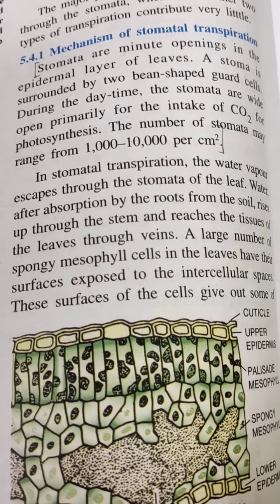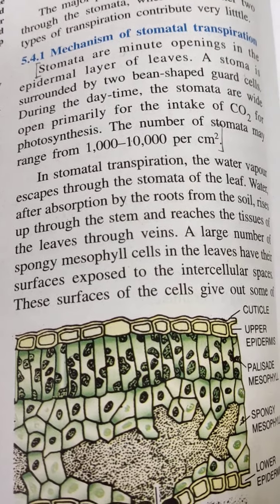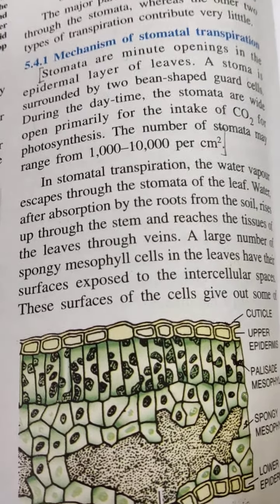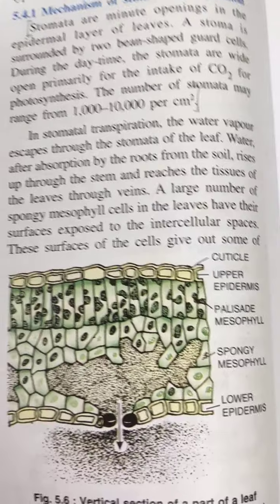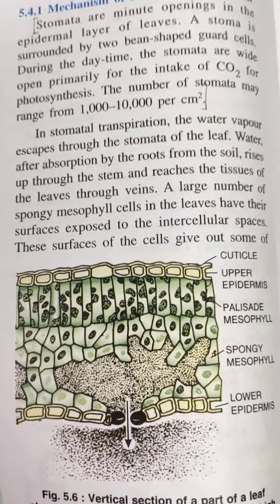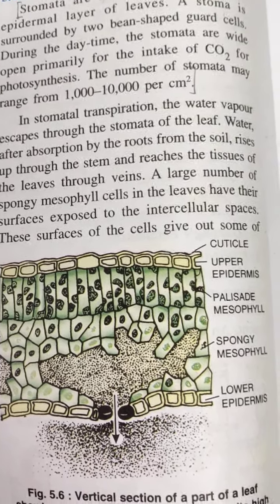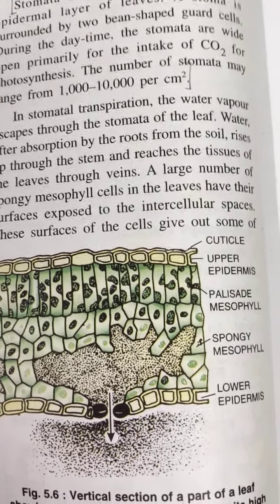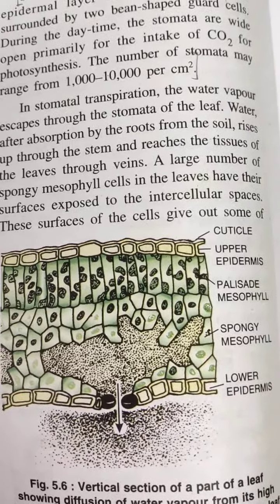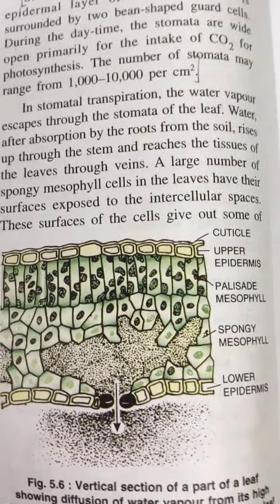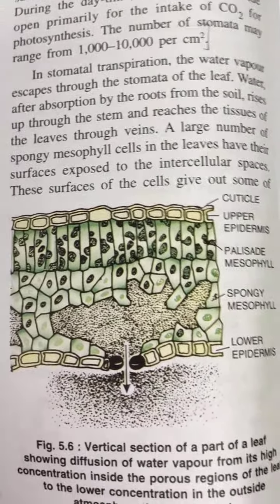Water, after absorption by the roots from the soil, rises up through the stem and reaches the tissues of the leaves through the veins. A large number of spongy mesophyll cells in the leaves have their surfaces exposed to the inner intercellular spaces. Now, in this diagram, we need to know all the layers. First, you see cuticle, then you see upper epidermis, then you see palisade mesophyll tissues, then are the spongy mesophyll tissues, and in between we can see a lot of intercellular spaces, the dotted portion, and the lower epidermis, and we can see also the stomatal opening with the help of an arrow.